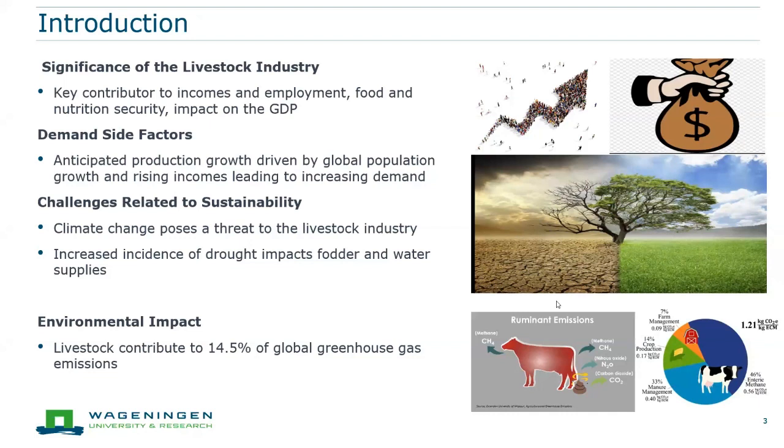And there is a big environmental impact. Based on the FAO reports, the livestock sector contributes about 14.5% of global greenhouse gas emissions, of which 2.5% comes from the dairy sector. Then we can move on.